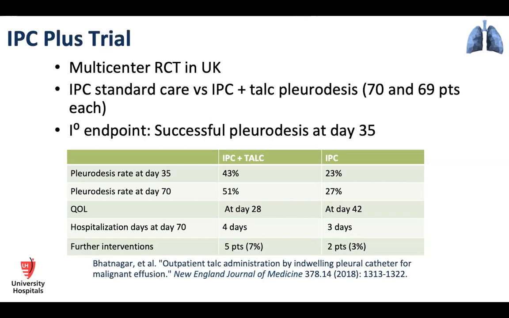And what they found was in patients who had indwelling pleural catheter plus talc, their pleurodesis rate was significantly higher compared to IPC alone, over 50% at 70 days. And other outcomes, including hospitalization and interventions, remained the same. So this is a potential option in patients who don't want to be admitted, want to have an indwelling pleural catheter, yet want to be considered for pleurodesis and catheter removal at some point of time.